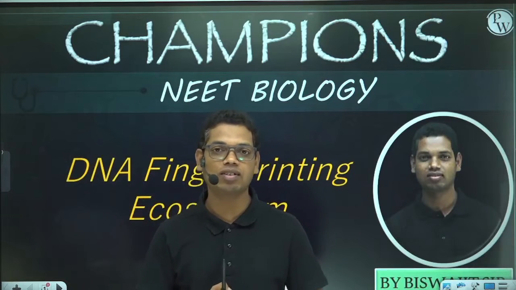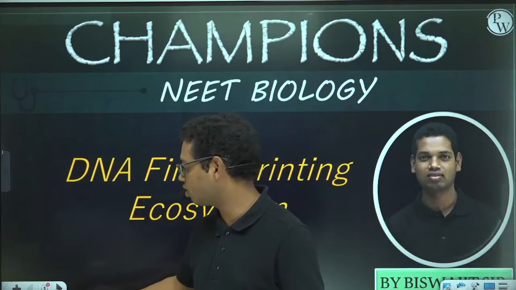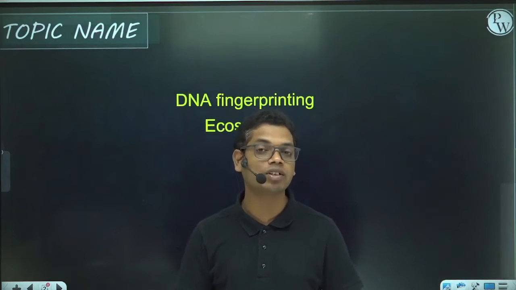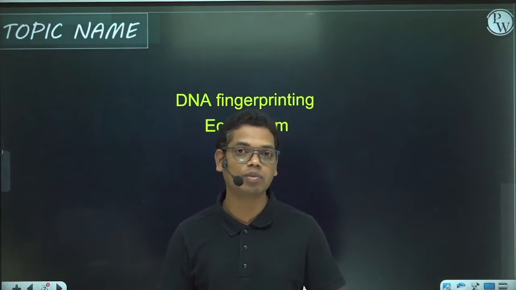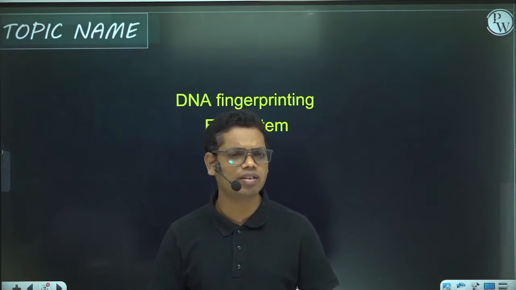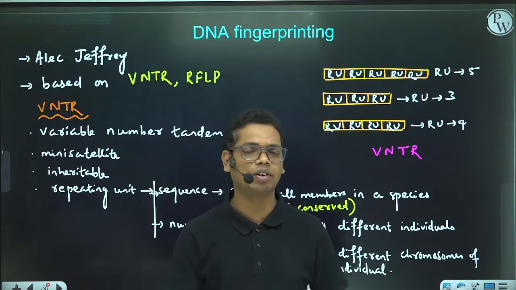Today we are going to discuss DNA fingerprinting and ecosystem. And in the ecosystem chapter we will discuss what is ecosystem, what are the different components of ecosystem, structural aspect of ecosystem, functional aspect of ecosystem, ecological succession, etc. in detail. Okay, so let's start with DNA fingerprinting.